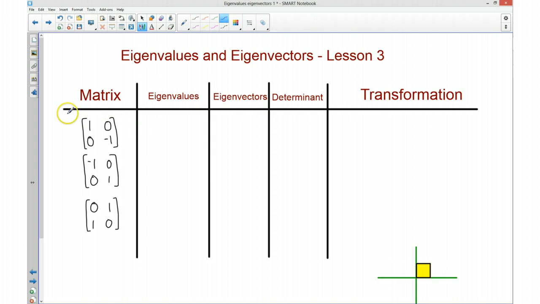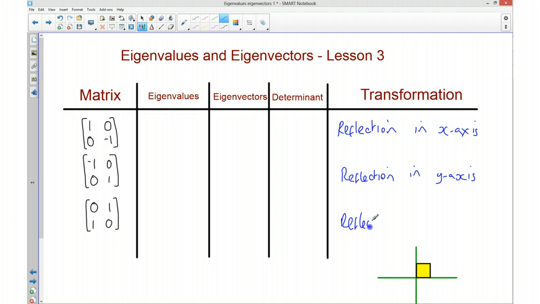Okay, they are all reflections. The first one tells us that we've got a reflection in the x-axis. The second one tells us we've got a reflection in the y-axis, and the third one is a reflection in the line y equals x. So we've got a reflection in the x-axis, a reflection in the y-axis, and then a reflection in the line y equals x.